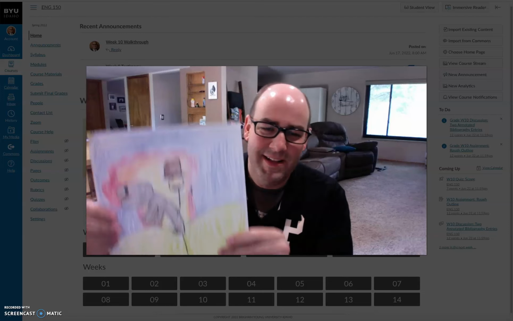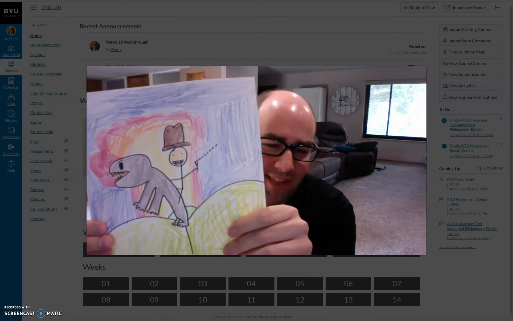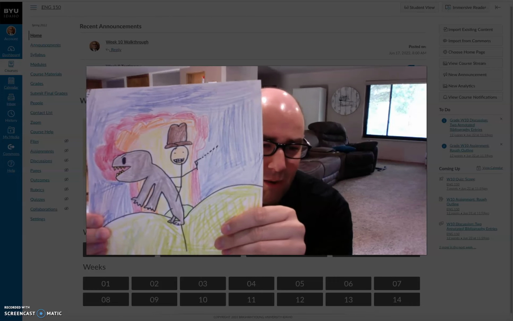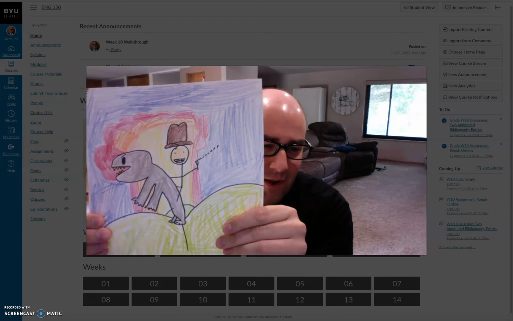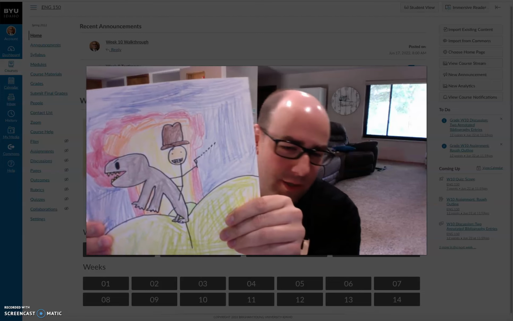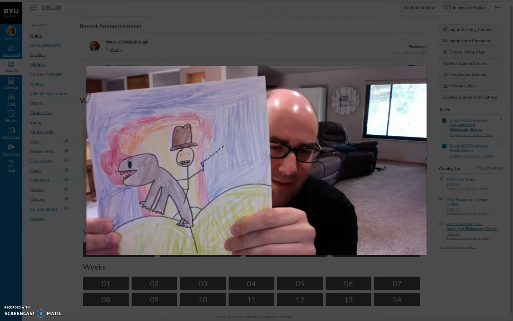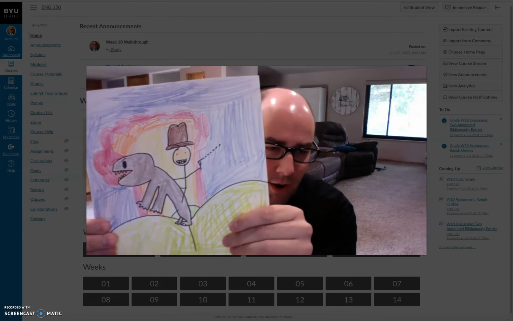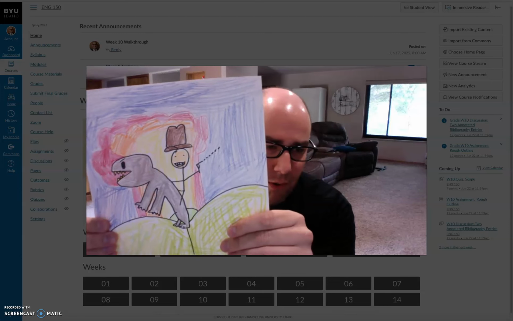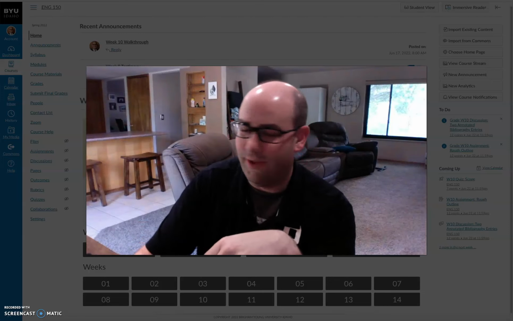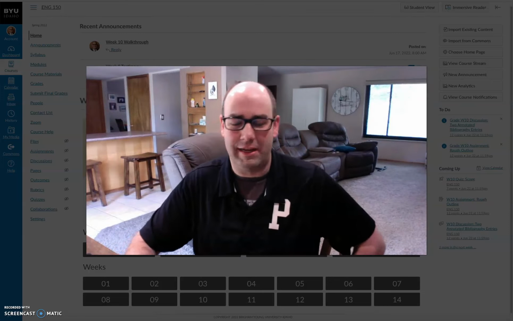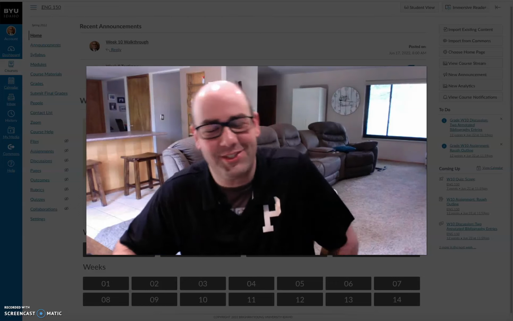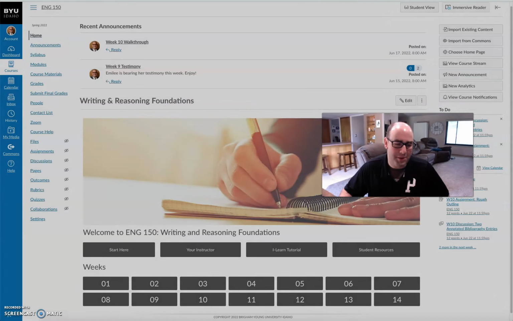My daughter wanted to show you this picture that she drew. This is a cowboy with a gun on the back of a dinosaur, and it looks like the dinosaur is bucking hard, right? So bucking bronco dinosaurs. So that's one of Tessa's drawings, and she was very proud of that. So she wanted to show it off to all of my BYU Idaho students.